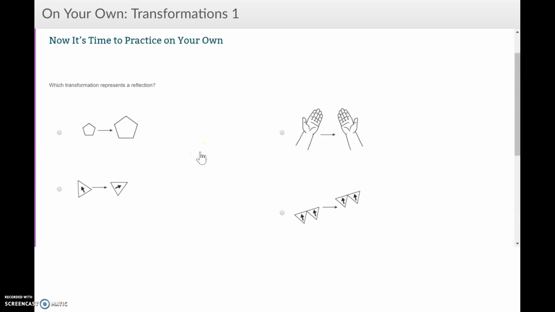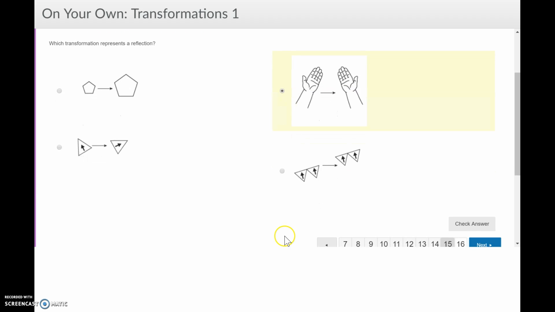All right, which transformation represents a reflection? All right, obviously not this one, the dilation, changing size. This one, the arrow rotates around and points the other way, rotation here. This one, the arrows stay the same, so it must have just slid over or translated over. And this one, the reflection, as if these were looking in a mirror at each other, thumb on the left-hand side, now on the right-hand side. This is our reflection. Think about a mirror.